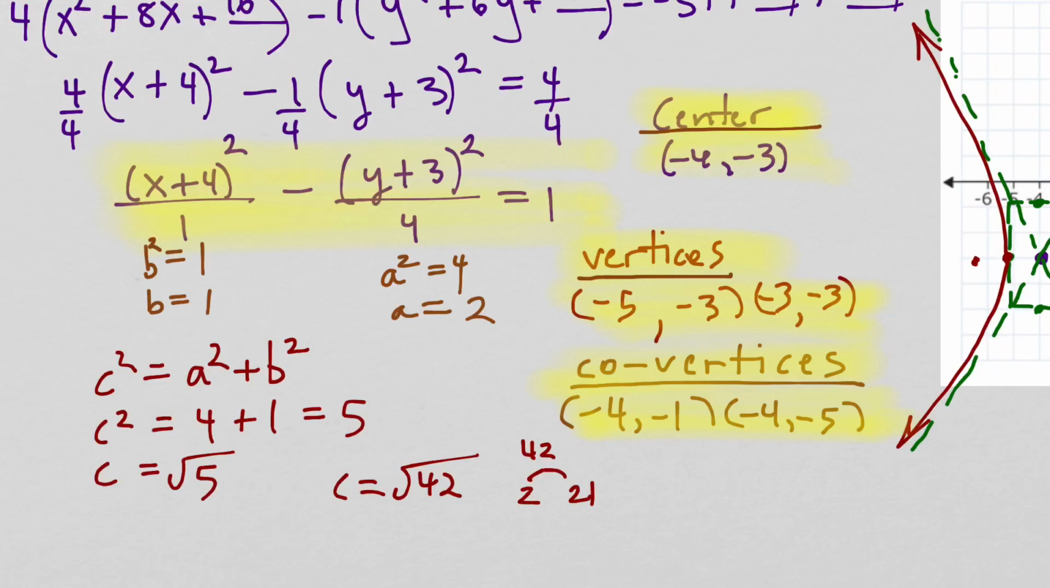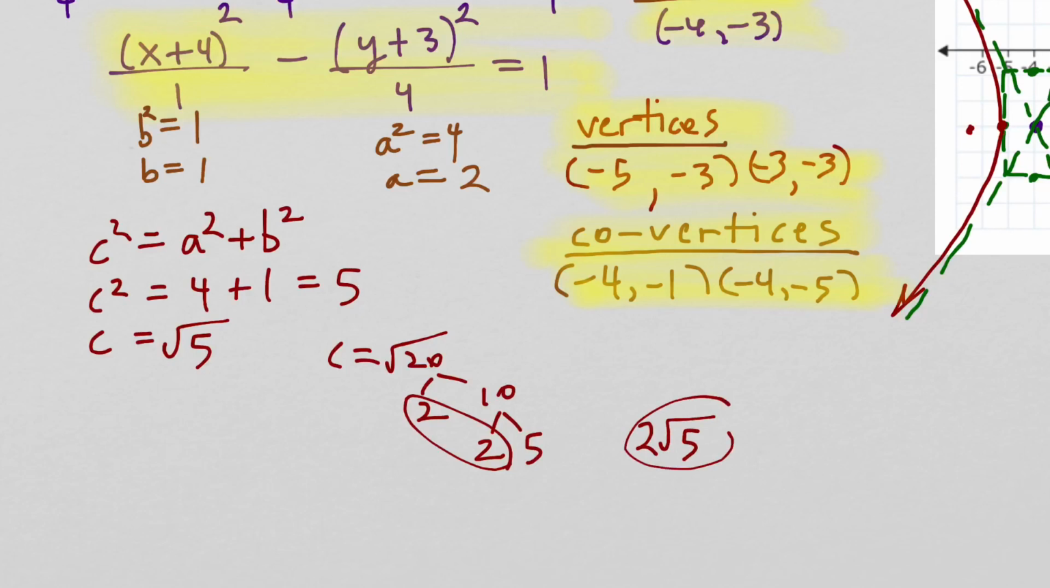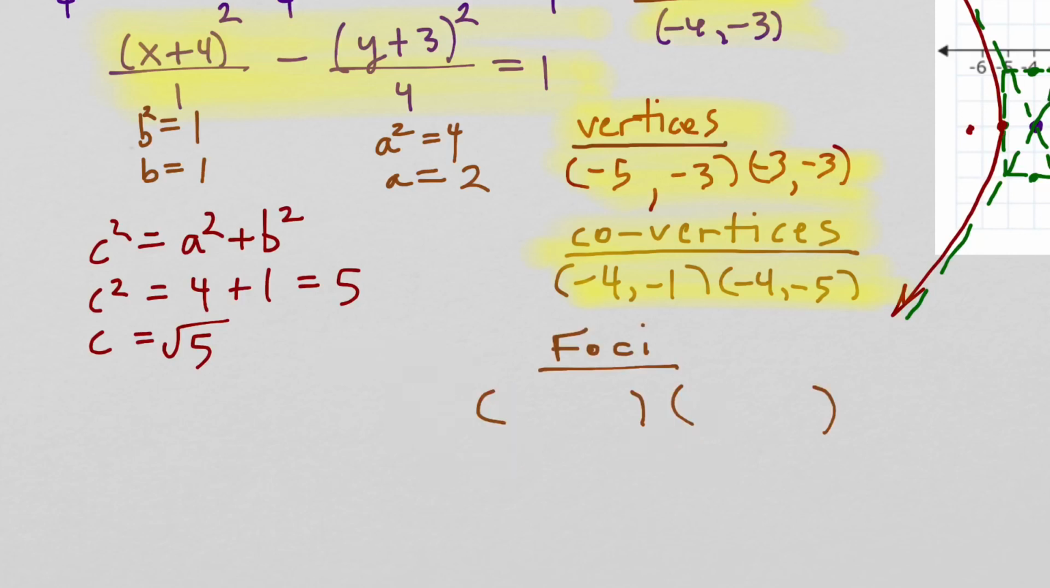Oh, I got one. How about 20? Let's say it's root 20. Root 20 definitely reduces. You don't want to leave it that way. We would want to say instead that root 20 is 2 root 5. This, of course, is not reducible like root 20 was. But if it were, you would definitely want to do that. Okay, so now we know the focal distance is root 5.